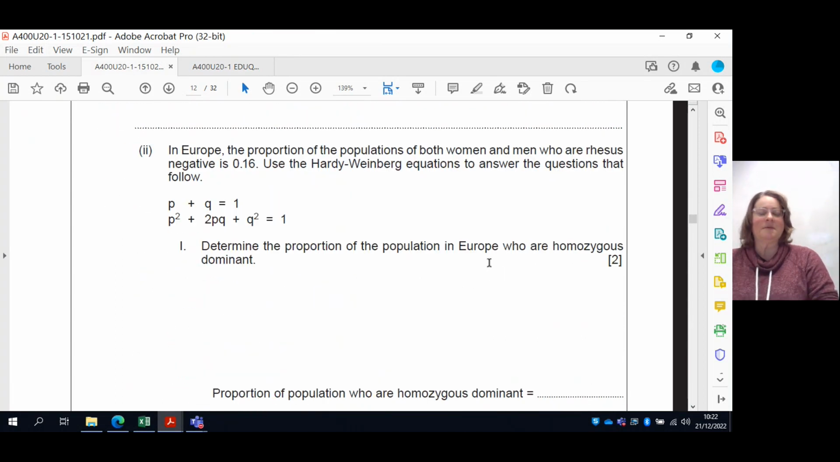What is our next one? Here we go. Hardy-Weinberg, don't we love it? Hardy-Weinberg, here we go. We've got our numbers. Determine the proportion. What is the information we are getting? We are getting the Rhesus negative, the 0.16.